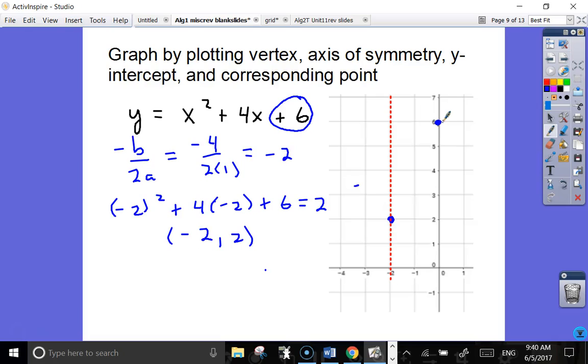Okay, now what do we mean by the corresponding point? So where would it be? For this one right here, where would it be? Negative 4, 6, right? If the y-intercept is 2 to the right of the axis of symmetry, there must be a point that's 2 to the left because it's symmetric, right? It's got to be the same. Done. All right, you got to plot that vertex, y-intercept, corresponding point, axis of symmetry, sketch it in.